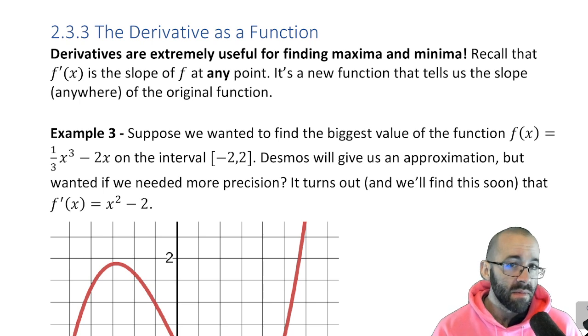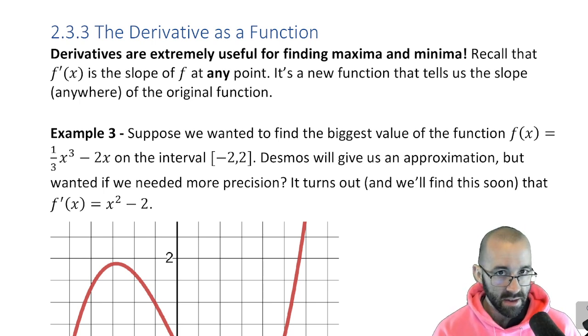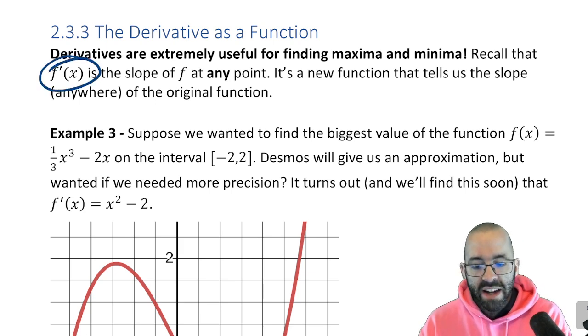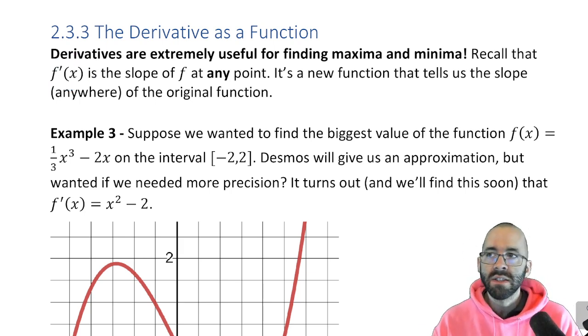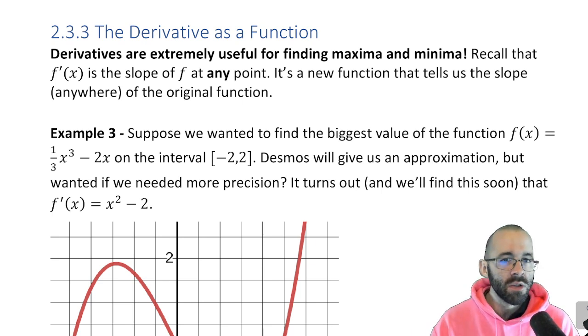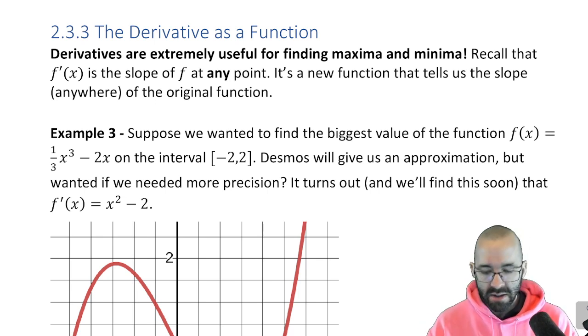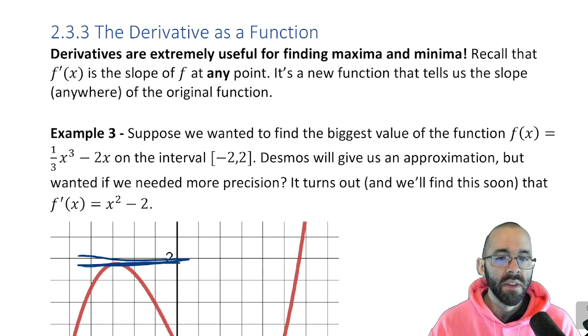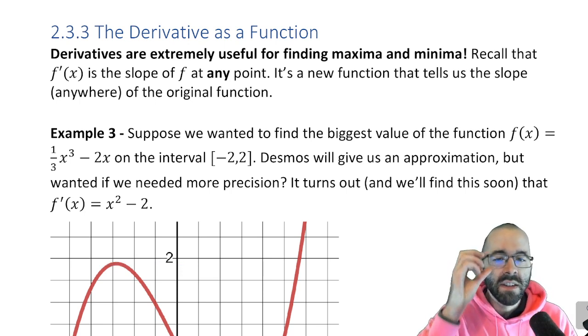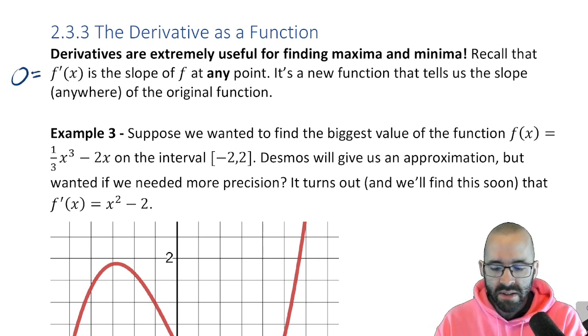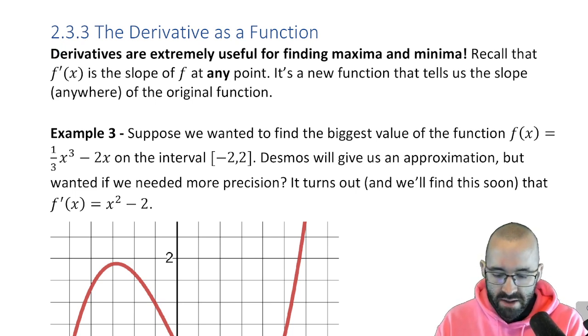So if f prime is the slope of f at any point, that's what f prime of x means: the slope of f at x. That's a new function. F prime of x is a function. It's a rule. It's a description. It's a way to find out the slope of our original function anywhere, which is pretty powerful because at maxima, the slope is 0. At minima, the slope is 0. So a lot of times we can just find out when the derivative is equal to 0, and we'll be able to find our max profit or our minimum cost.